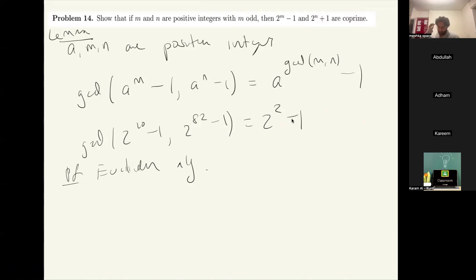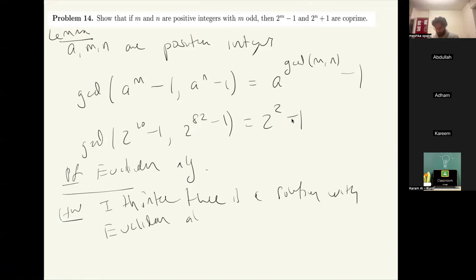Okay, so I think actually you can do it, but it's a little bit tricky. So maybe I'll leave it as homework because it's not really what I wanted to do. I think there's a solution with the Euclidean algorithm, but I'll leave it for homework. There's a slightly more direct solution actually in this case, if you think about orders.